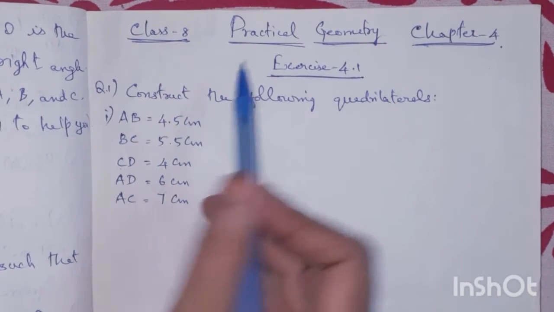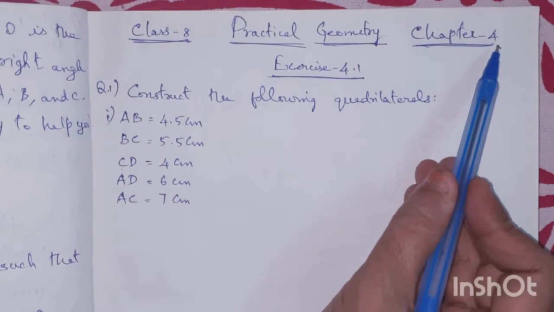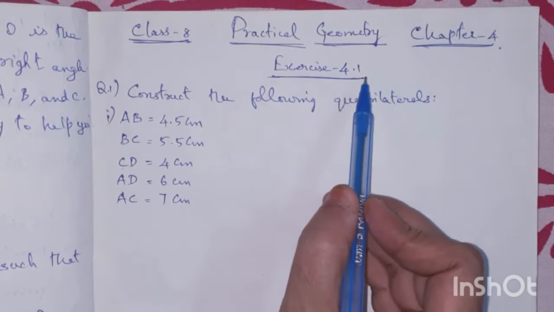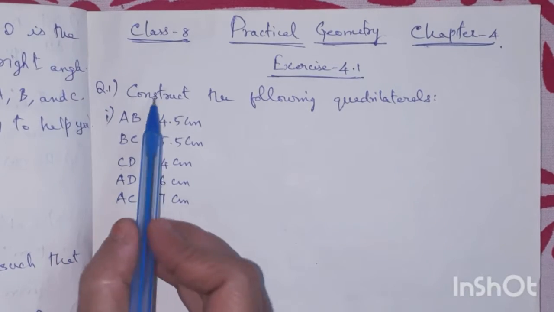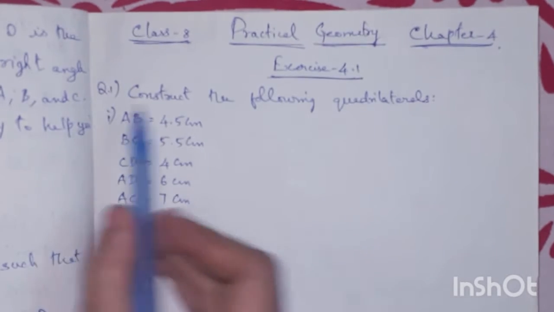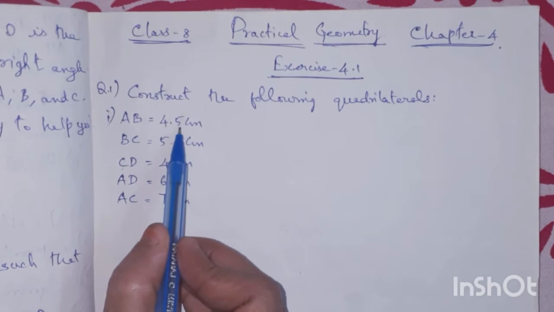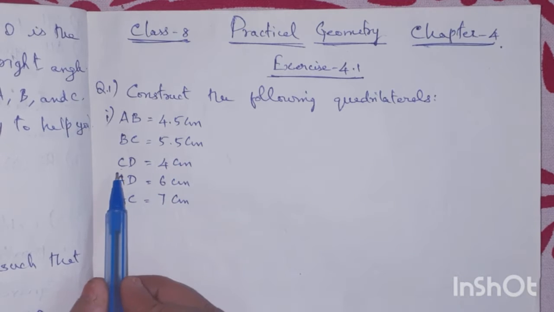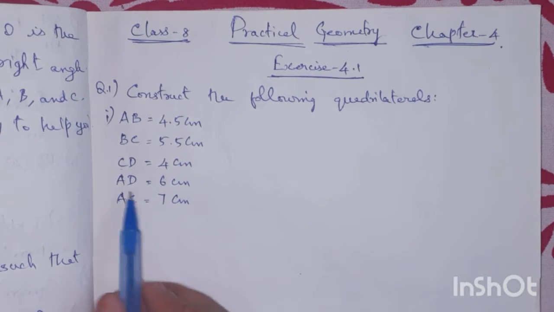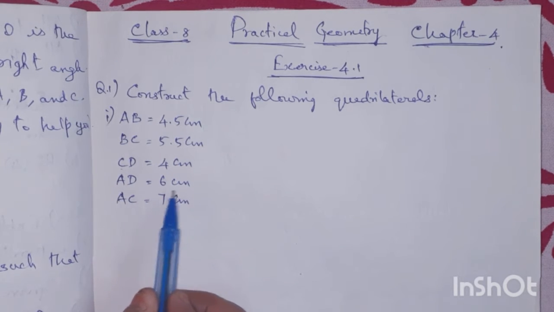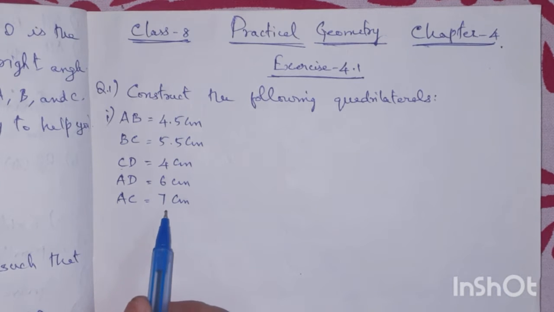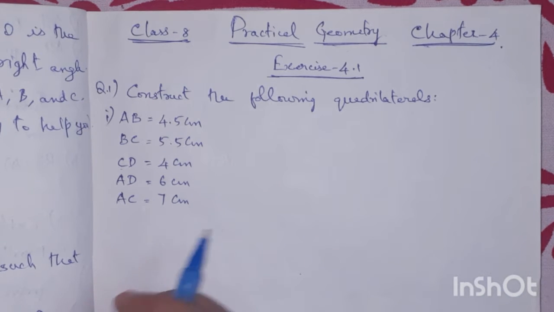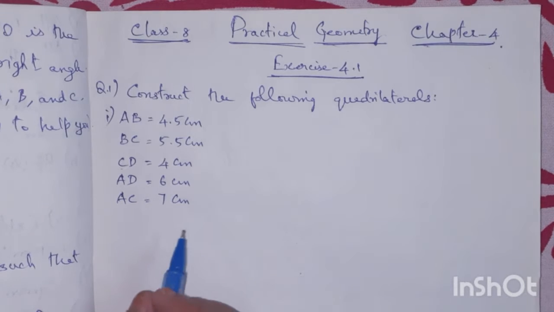Class 8 Practical Geometry Chapter 4 Exercise 4.1 Question number 1. Construct the following quadrilaterals. Given the sum AB equal to 4.5 centimeter, BC equal to 5.5 centimeter, CD equal to 4 centimeter, AD equal to 6 centimeter, AC equal to 7 centimeter. First we have to draw rough diagrams.